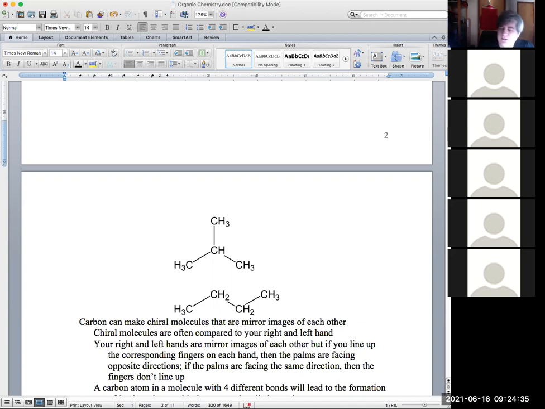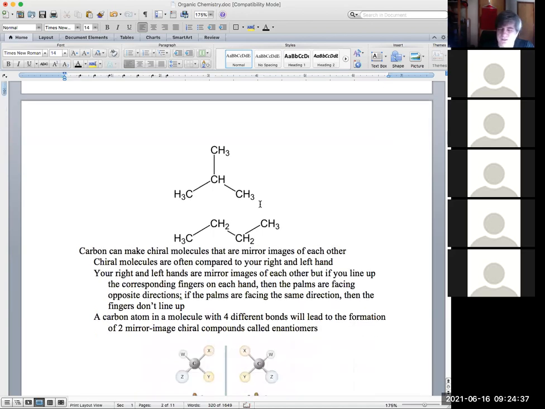And finally, there's kind of a variation of an isomer. Carbon can make something called a chiral molecule. Or I should say molecules, because they always occur in pairs. Chiral molecules are mirror images of each other. A lot of times, chiral molecules are called right and left-handed molecules. Think about your right and left hand.